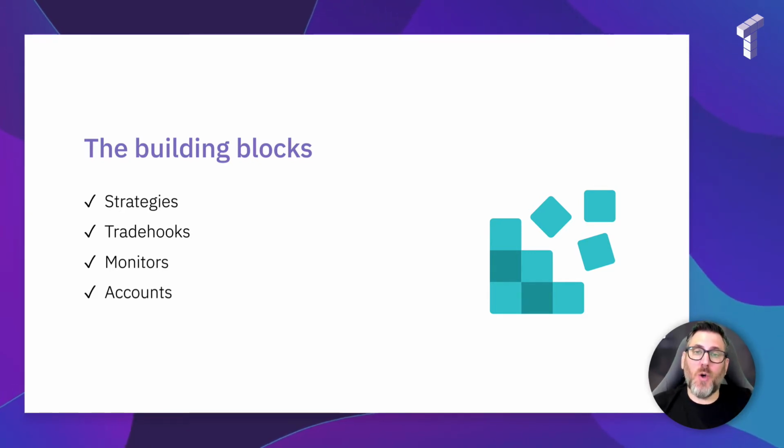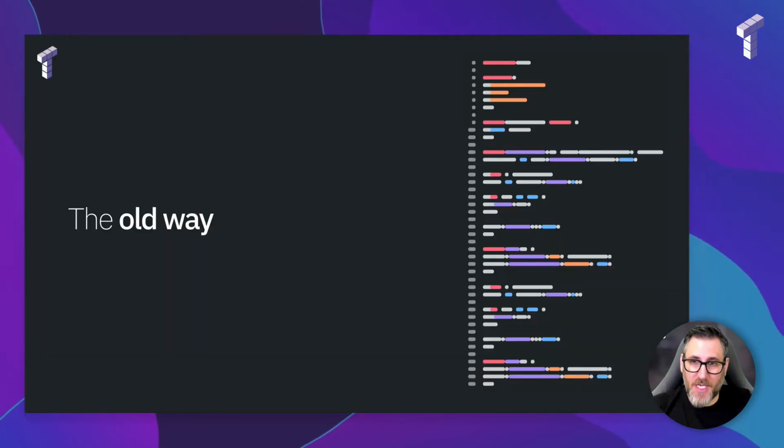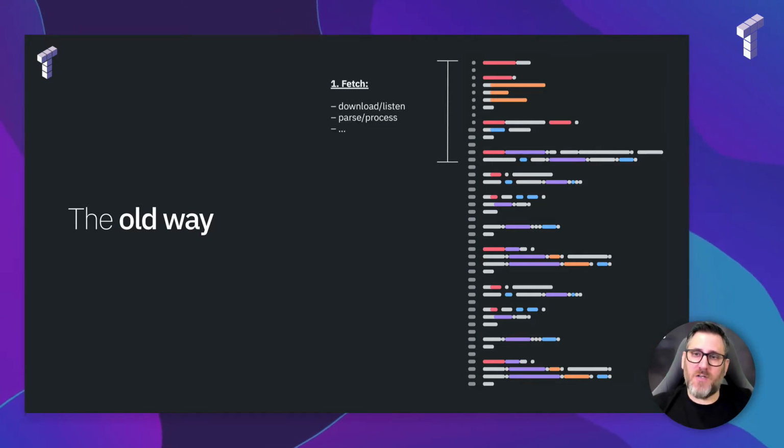So this is kind of the old way. This is your code, your strategy. This is where you do your magic, and it usually starts with fetching data. You have that first part where you fetch the data, you download or you listen to incoming streaming data. You parse the data, process it, clean it, and make sure that everything is compliant or normalized to the way that you need to ingest it.